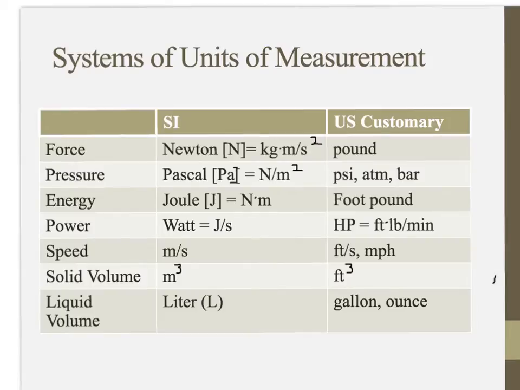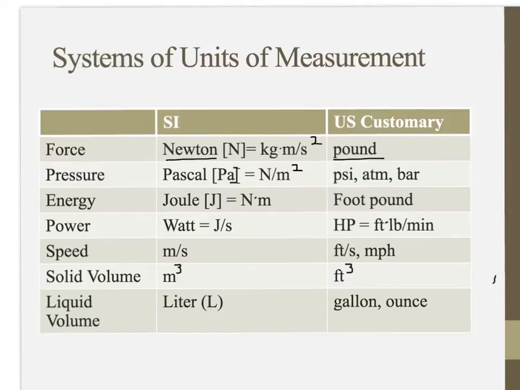Here are some examples of derived units in the SI system. The first example is force. The unit for force in the SI system is a Newton, which is equivalent to a kilogram times a meter divided by a second squared. The corresponding unit in the U.S. customary system is the pound. Pressure is newtons per meter squared, or Pascal. Energy is joules. Power is watts. Speed is meters per second. And solid volume is meter cubed.